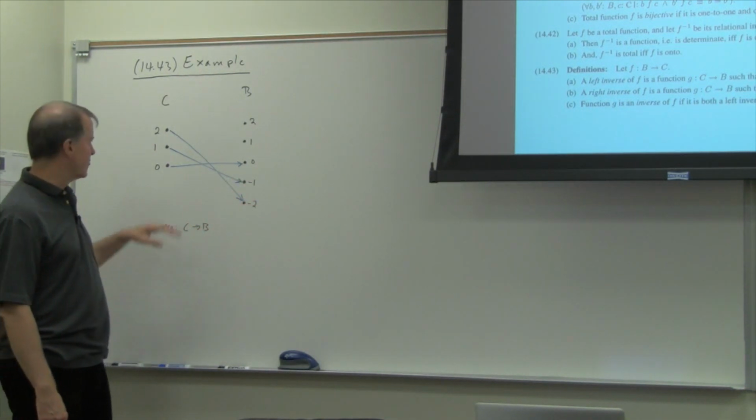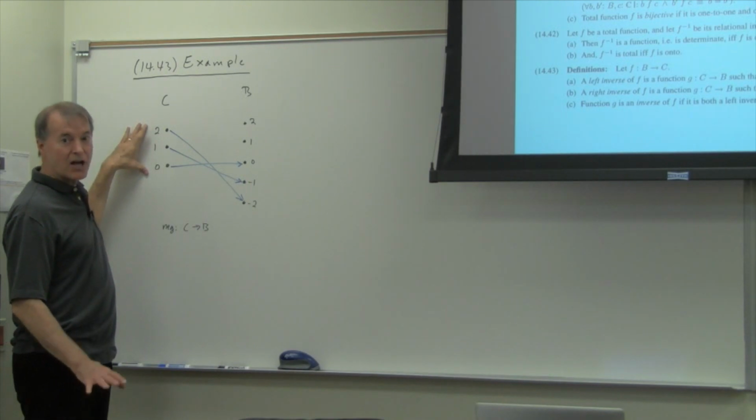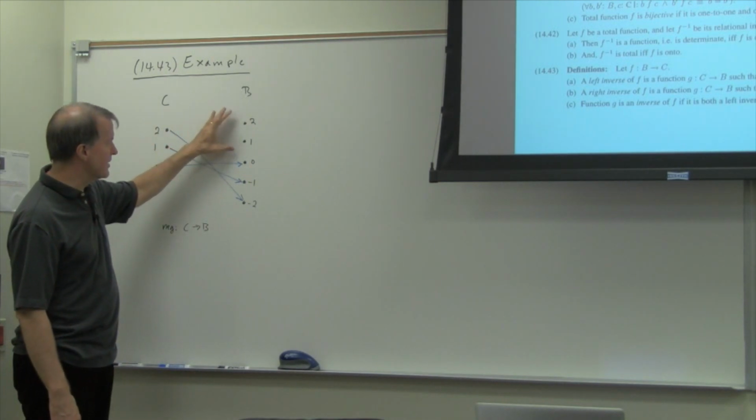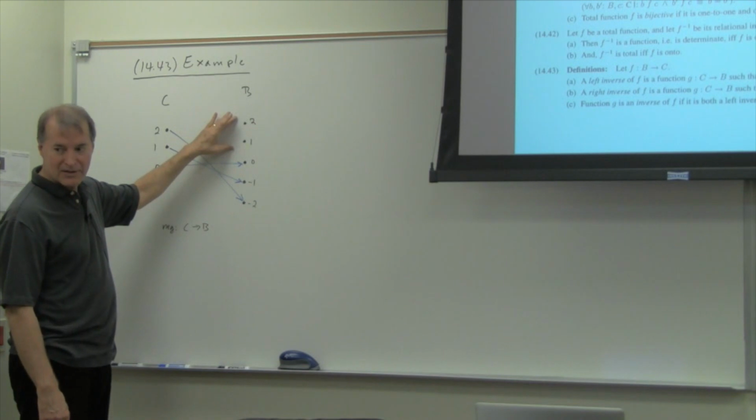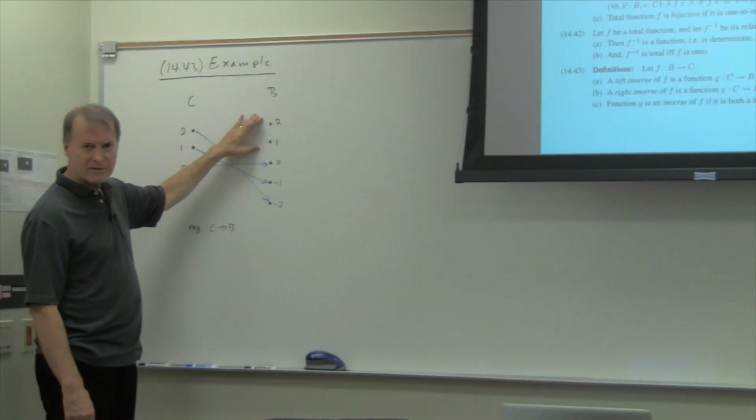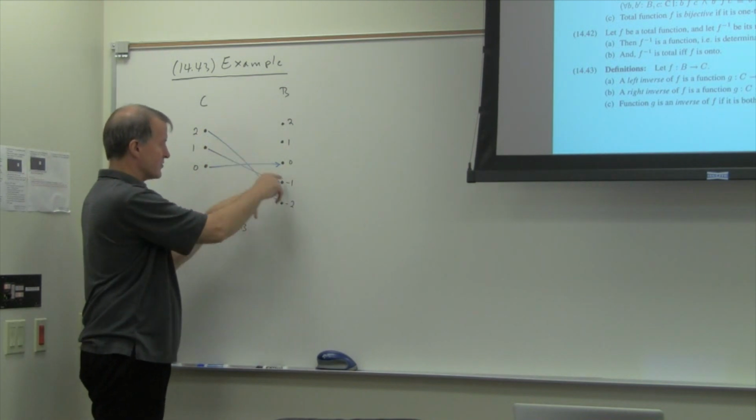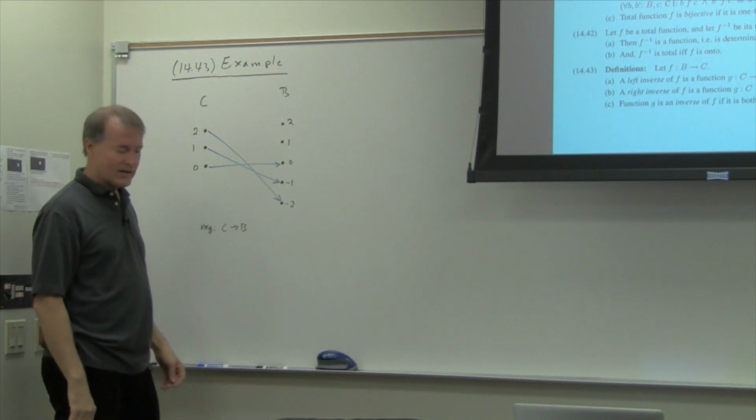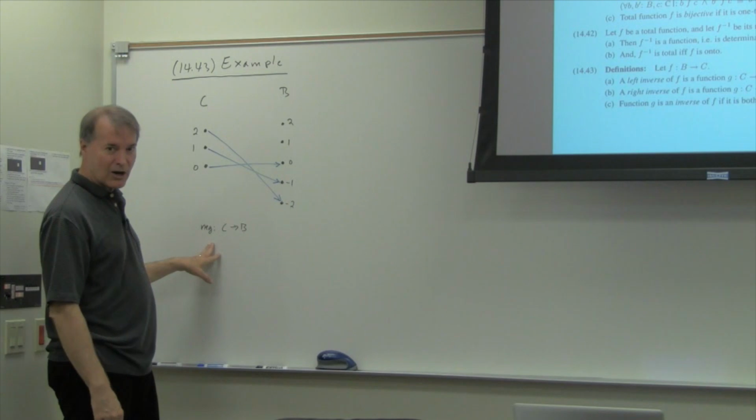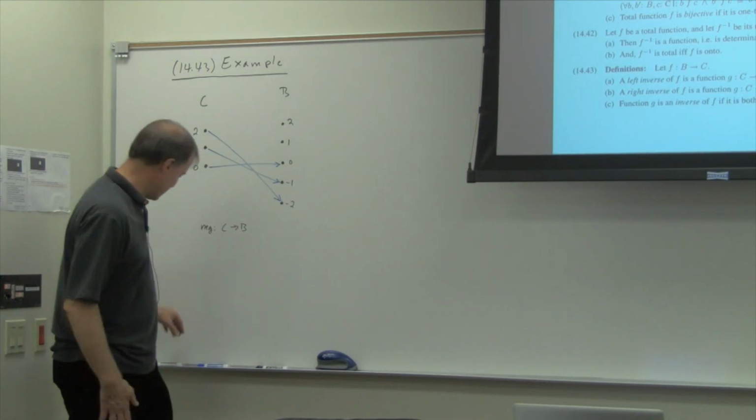Yes. It is total because all these are used, right? Is it onto? No. It's not onto because we have some here that don't have a mapping to them. What was the other one? 1 to 1. Is it 1 to 1? Yes. It is 1 to 1 because we don't have two different things going to the same one. But it's a legitimate function. Are you with me, sports fans?